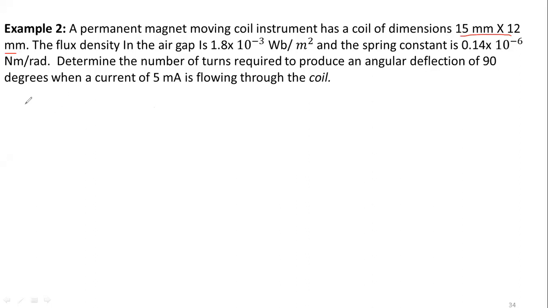You write this: 15 into 10 to the power of minus 3 into 12 into 10 to the power of minus 3. That is called A, which is given here. Next, the flux density in the air gap is 1.8 into 10 to the power of minus 3 Weber per meter square. That is nothing but B. And the spring constant is 0.14 into 10 to the power of minus 6. That is K. It is not the controlling torque, it is a spring constant, as they have mentioned. Spring constant is K here.